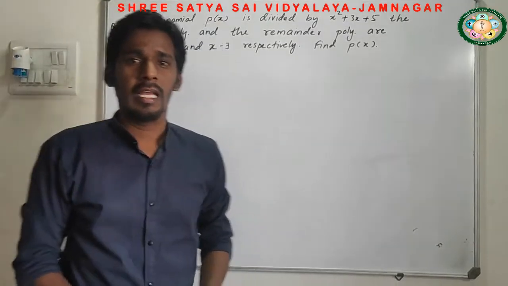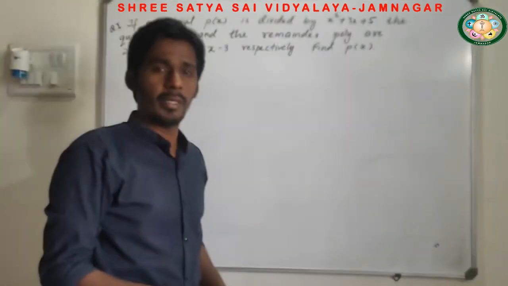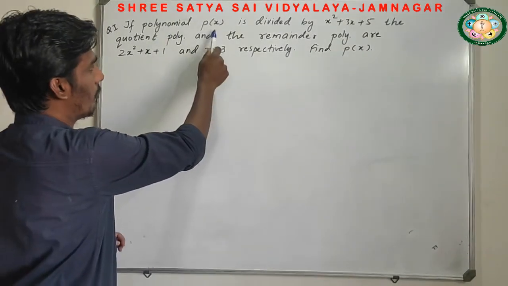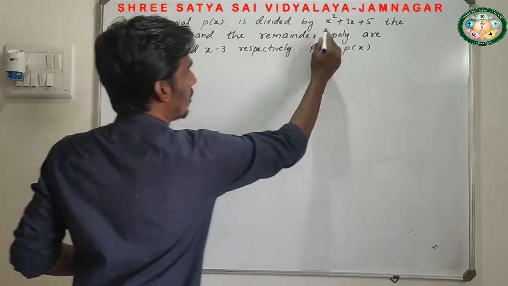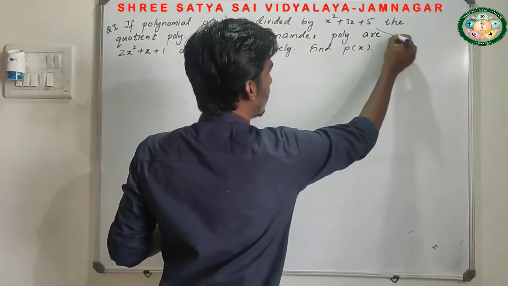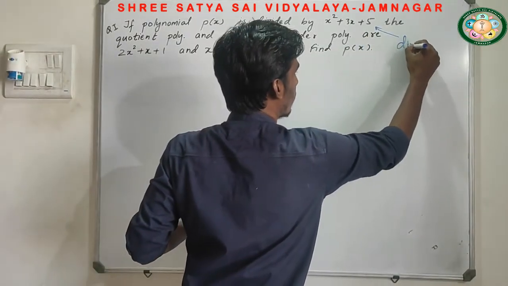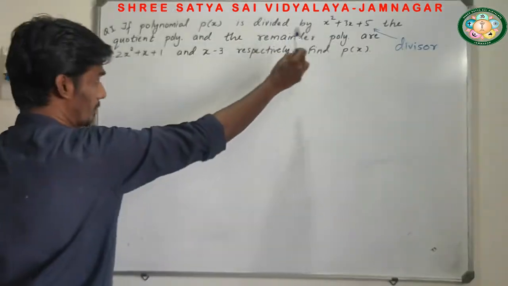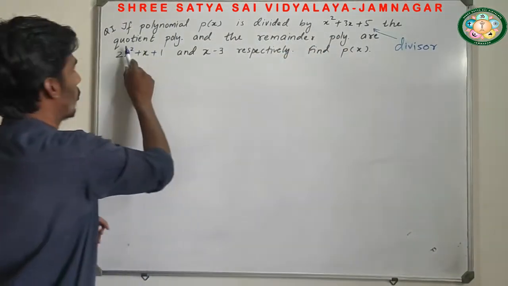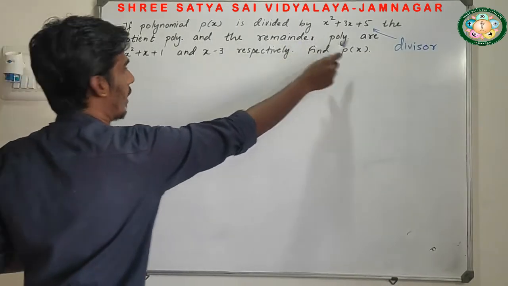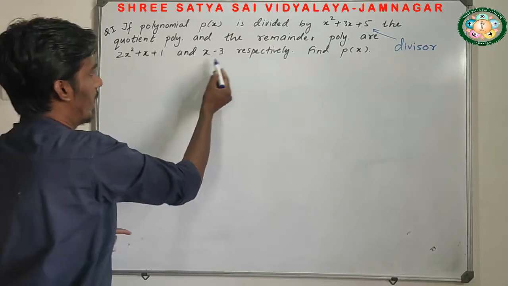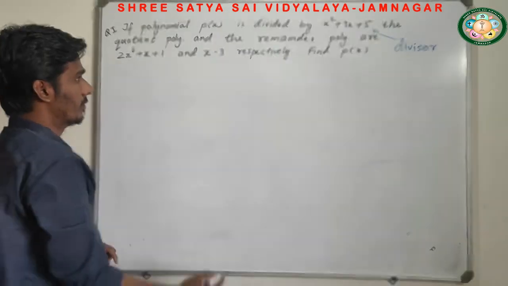Salam everyone. Let's start with the next example based on division rule. Now here, if polynomial p of x is divided by, so this is what divided by means, this is the divisor, x square plus 3x plus 5, the quotient and remainder are 2x square plus x plus 1 and x minus 3. So this is the quotient and x minus 3 is the remainder.